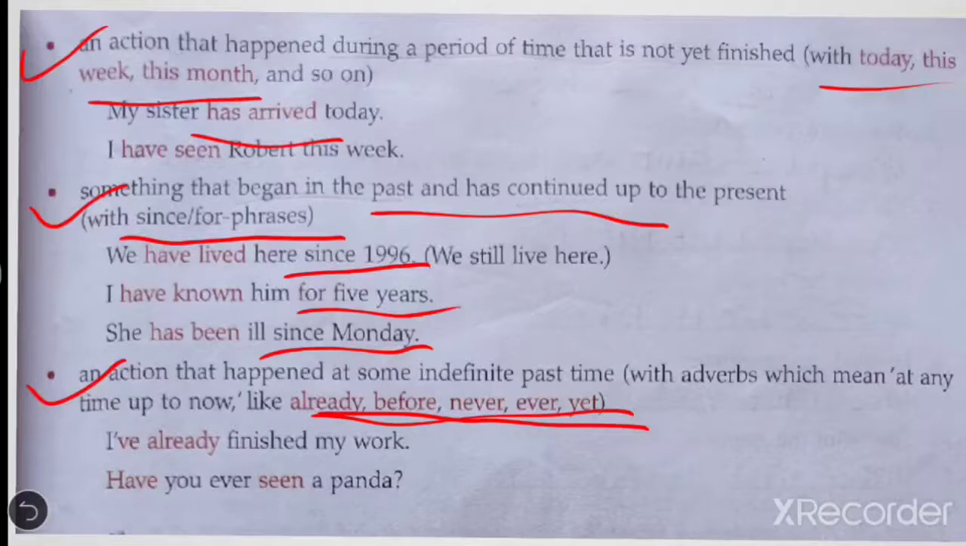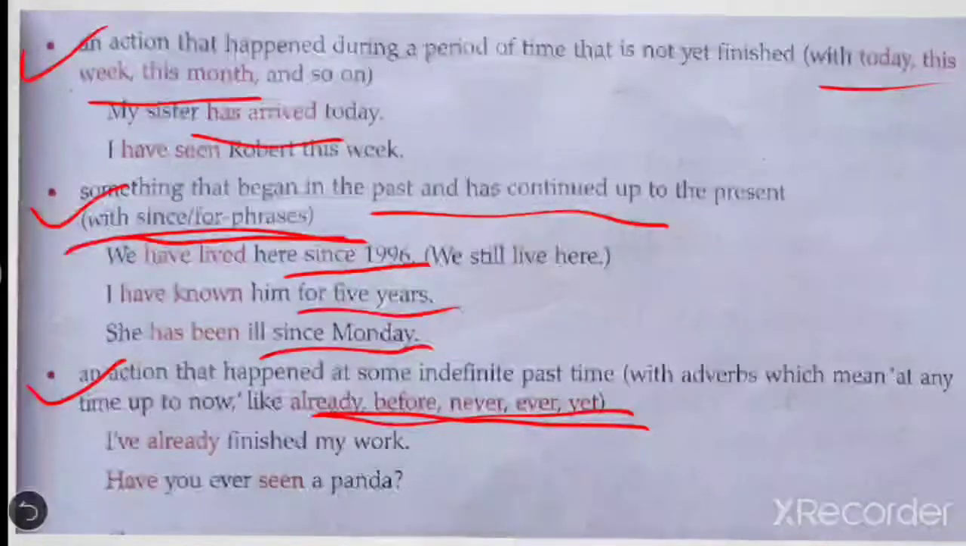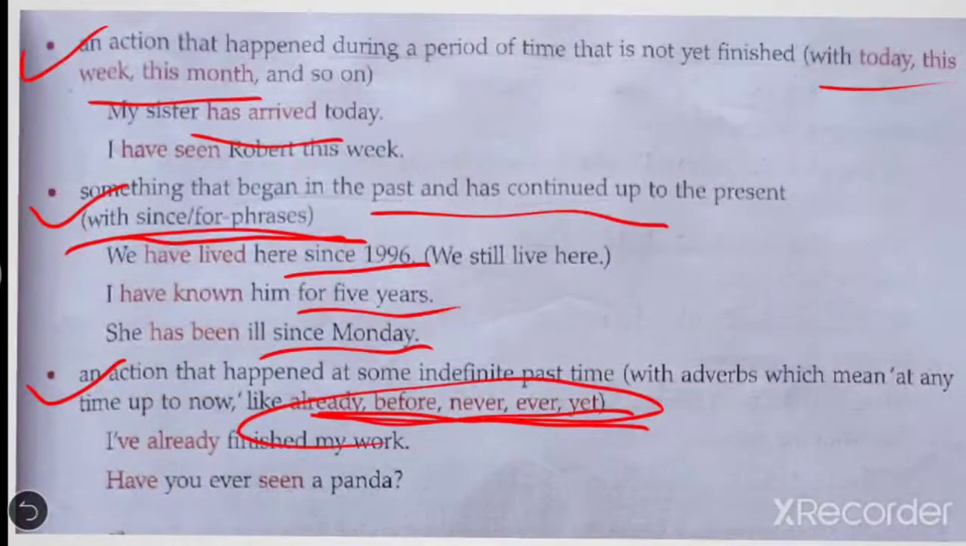The action that happened during a period of time and is not yet finished. Even the action which began in the past and has continued up to the present. That time we have to use since or for in these phrases. And sometimes the action happened at some indefinite past time, with already, before, never, ever, yet. This type of adverb you have to use in your sentences. I hope, students, that it's clear to you.